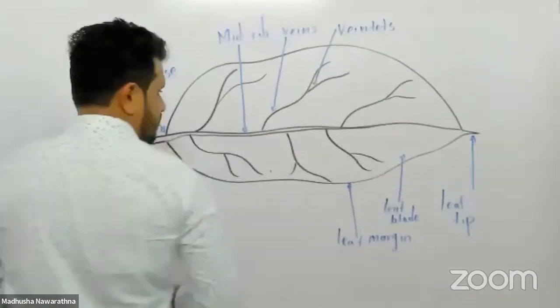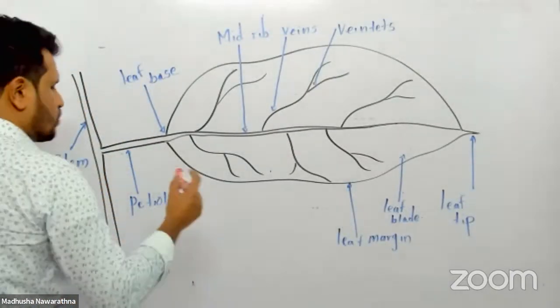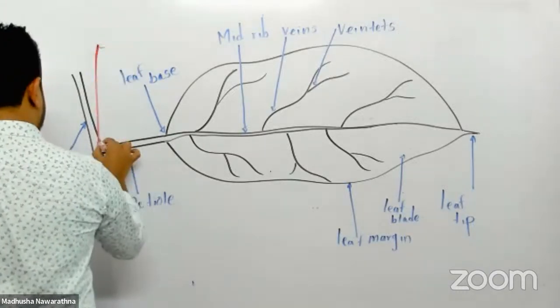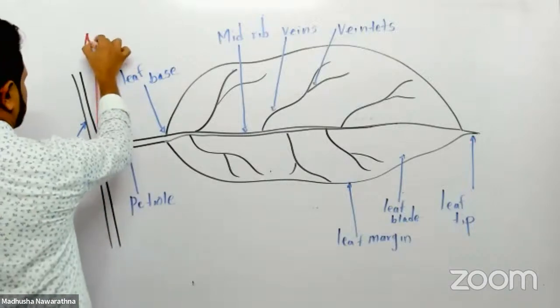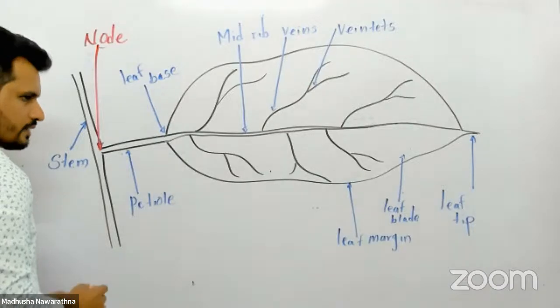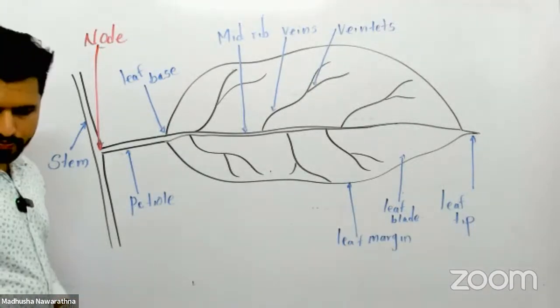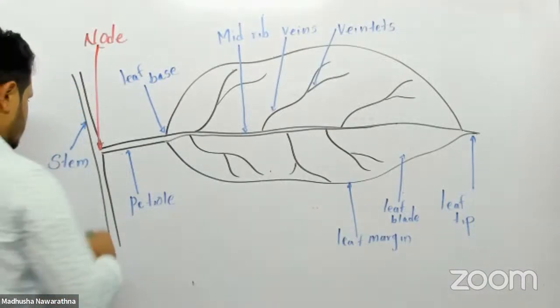What you call the node, right? Nodes, and then stipules here. We have structures called stipules.